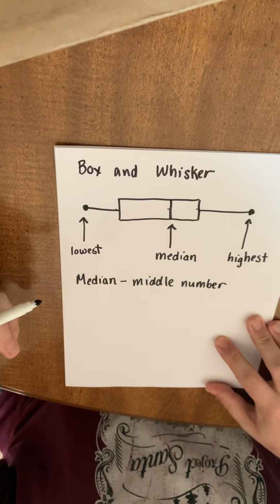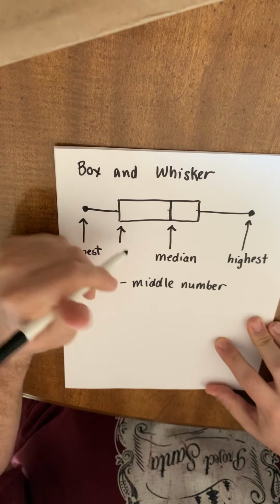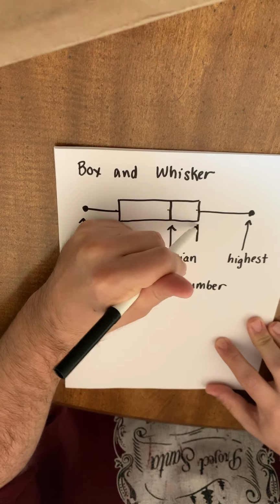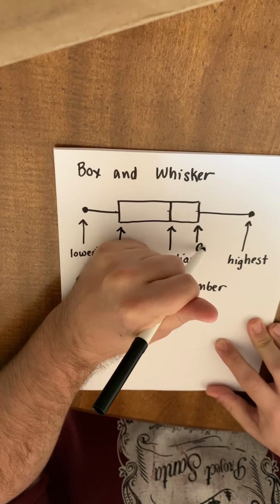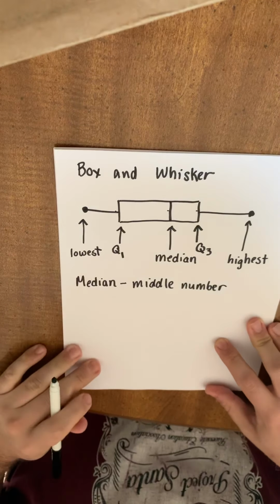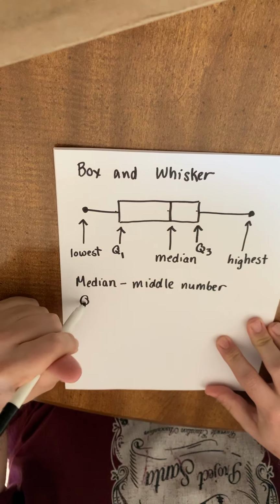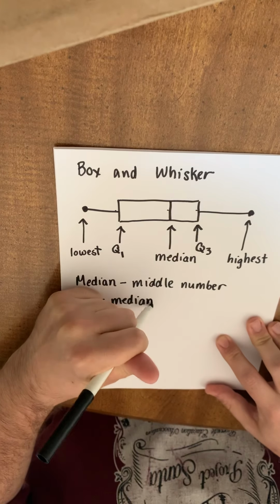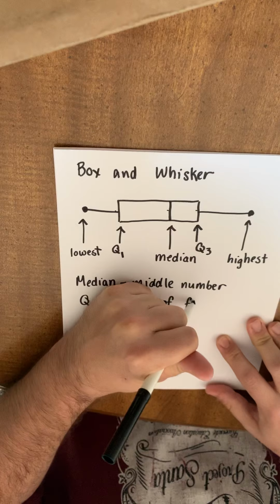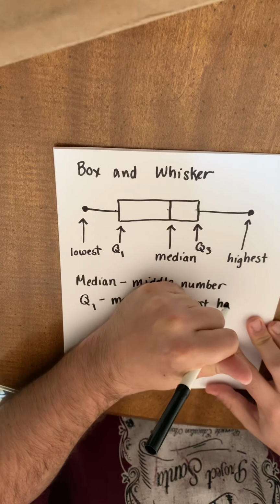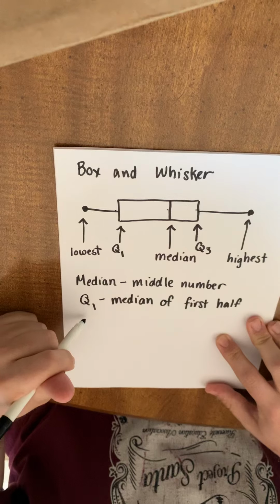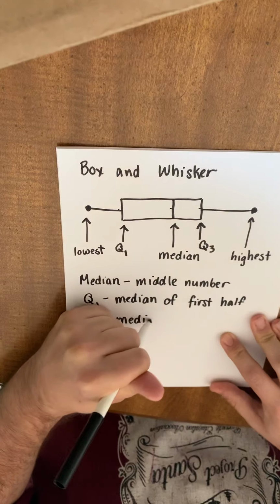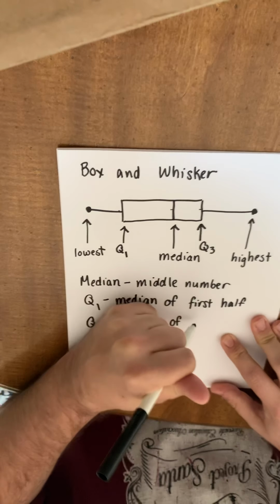Okay, then we have these two other lines. This line right here represents Q1. That line right here represents Q3. Q1 is the median of the first half. Q3 is the median of the second half.